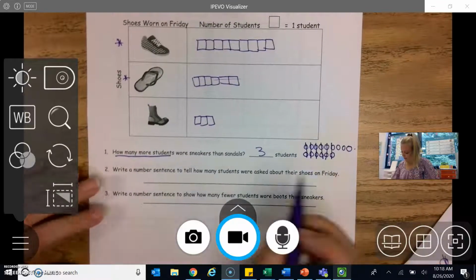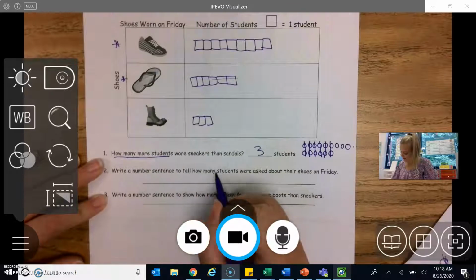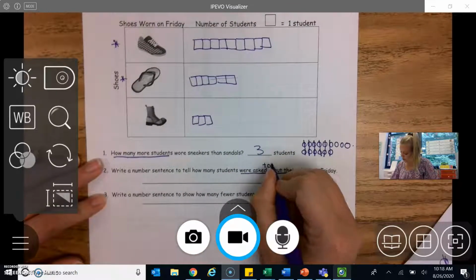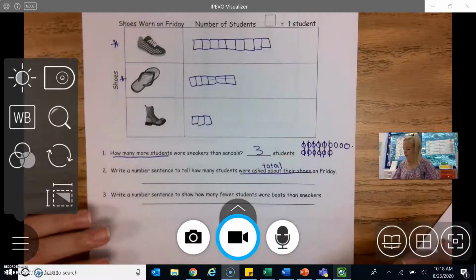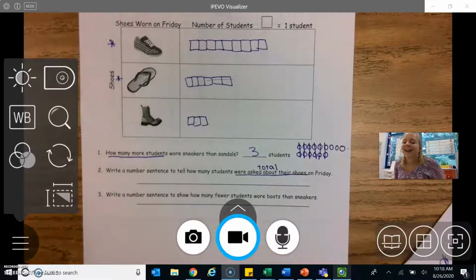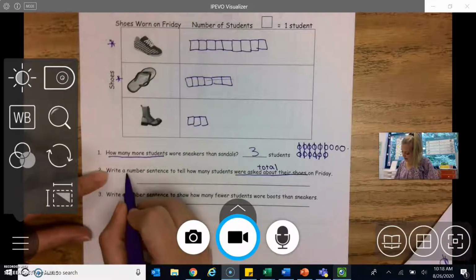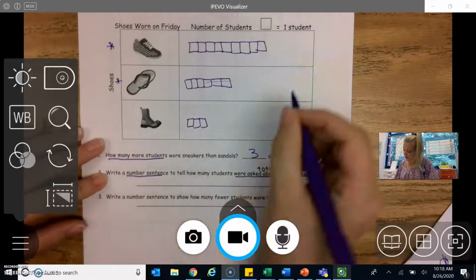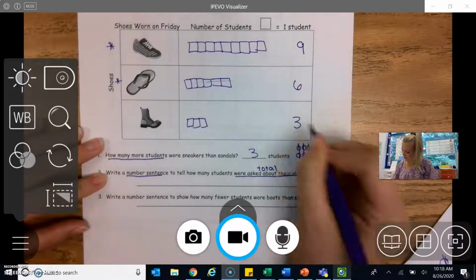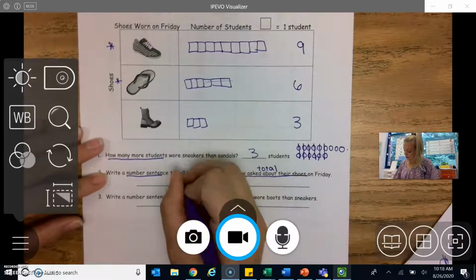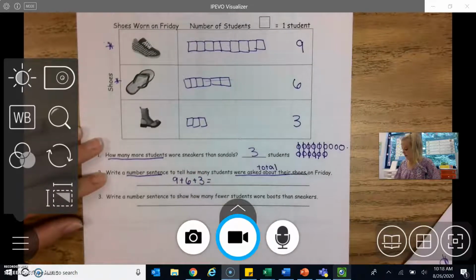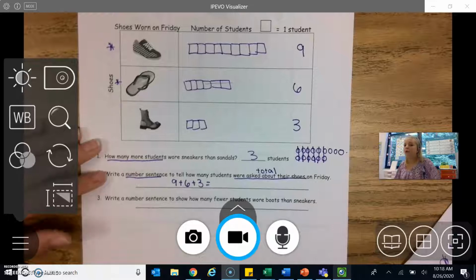Write a number sentence to tell how many students were asked about their shoes. So that wants to know total. Okay, so to do total, you can add them all up, or you can count all your squares. So let's start by writing our number sentence. Okay, so I know 9 people voted for sneakers, 6 for sandals, and 3 for boots. Our number sentence to find the total is we're going to add all those numbers together. To find the answer, we can add them up, or we can count.